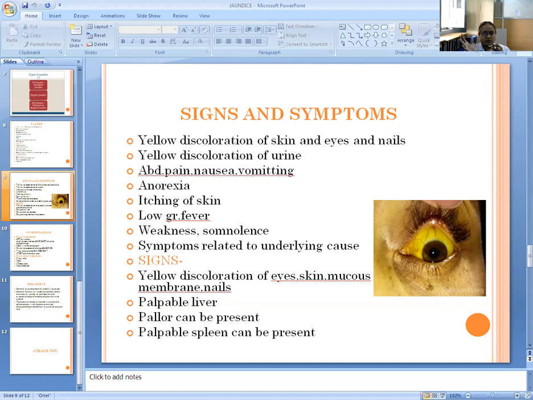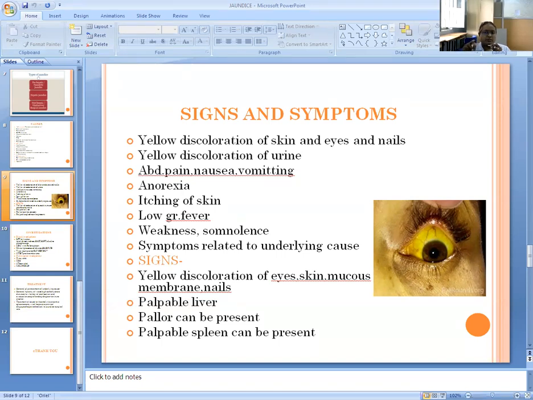Signs: you can notice there is yellow discoloration of eyes, which is mainly checked on the bulbar conjunctiva. That part is called the bulbar conjunctiva or the sclera. You have to check yellow discoloration always in the upper part of the bulbar conjunctiva. So yellow discoloration of eye, skin, mucous membrane. You can also check the skin, nails, mucous membrane.